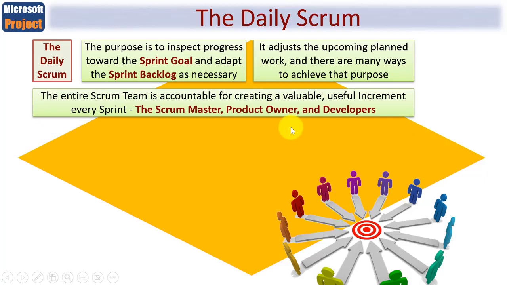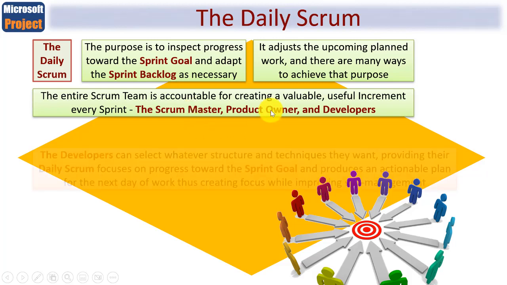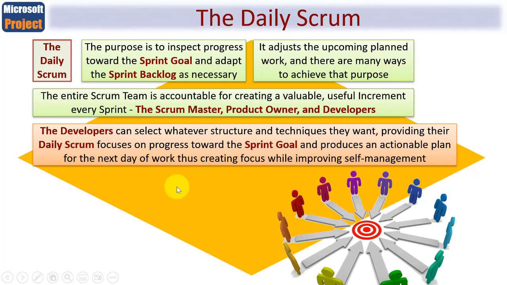You see, the entire Scrum team is accountable for creating a valuable, useful increment every single sprint. So I've been talking about a potentially shippable product. This, of course, is the increment we're talking about. And the entire Scrum team consists of the Scrum Master, product owner, and developers. This development team can select whatever structure and techniques they want, providing their regular daily Scrum focuses on progress towards what's known as the sprint goal and produces an actionable plan for the next day of work. And this will create focus for the team and improve their self-management.